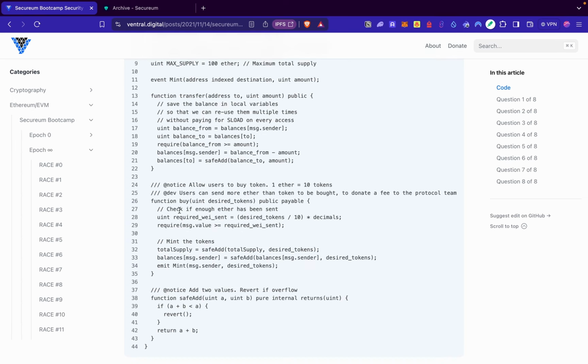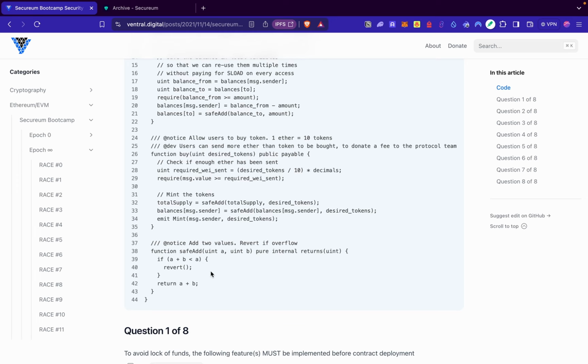The next function is for buying the tokens. It allows users to buy the token. 1 ether is equal to 10 tokens, so the price is fixed here. This function takes in the number of tokens that the user wants to buy. So let's say you want to buy 10 tokens. You will send a corresponding amount of ether along with your transaction request. So this function is payable as well, so it can receive the ether. Then you do a check of whether enough ether has been sent corresponding to the amount of tokens that you want to buy. If that is true, if you have sent enough ether, those number of tokens are added to the total supply because you are minting new tokens, and those number of tokens are also added to your account balance, and a mint event is emitted.